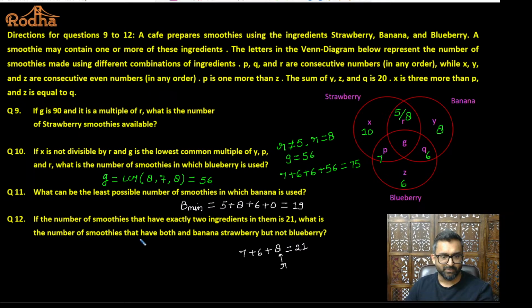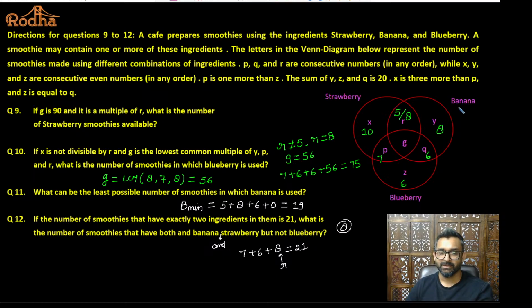What is the number of smoothies that have both banana, strawberry, but not blueberry. Both banana and strawberry, but not blueberry. ये end यहाँ पर आना चाहिए था. Both have banana and blueberry, but not strawberry. Banana and blueberry, but not strawberry. नहीं, banana and strawberry but not blueberry. What is my answer in this case? 8.